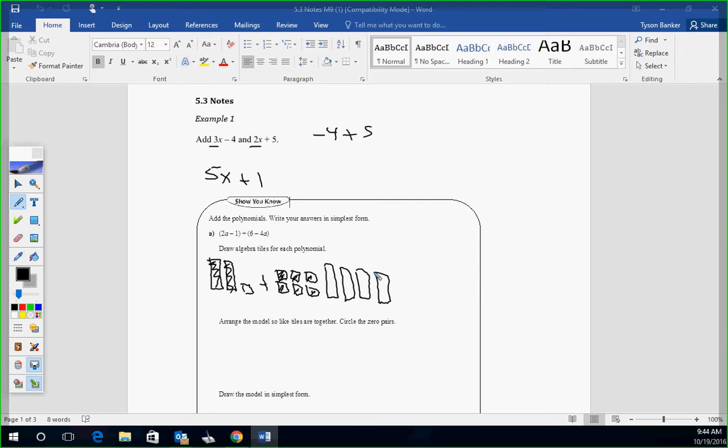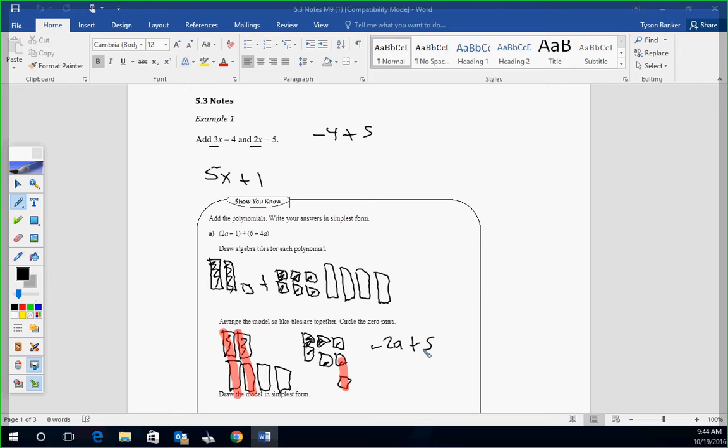This is a rearrangement of the model, so you can put the like tiles together. So that's the 0 thing, one that Luke was talking about last class. So we have shade, shade, 4 on the bottom. Then I'm going to have 6 of the dark ones here, and then just 1 white one. So you'll see that right here, those go away. Cancels out one of them. And then you just write what you have left. You have a negative 2a, and you have 5. So negative 2a plus 5. And I want you to draw the model in simplest form.